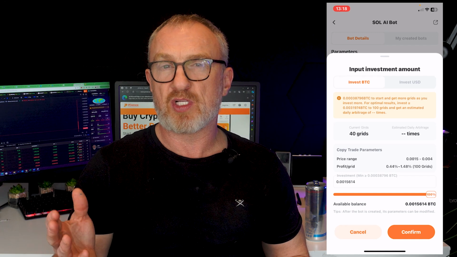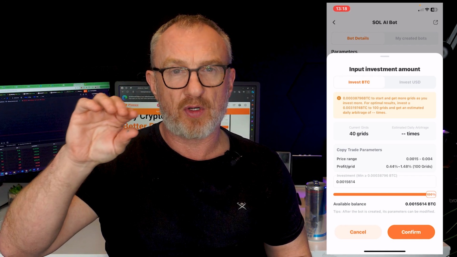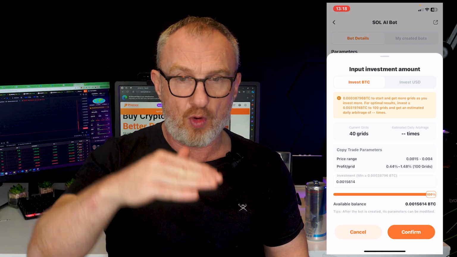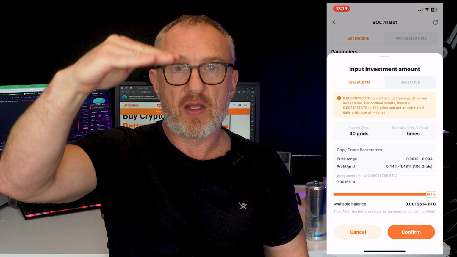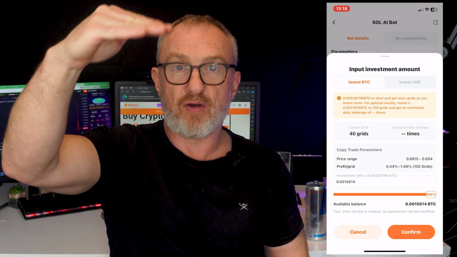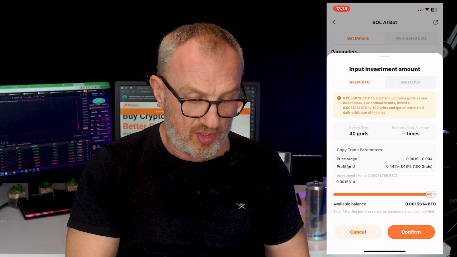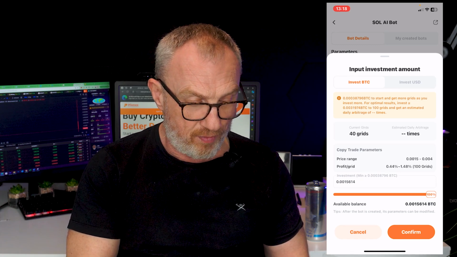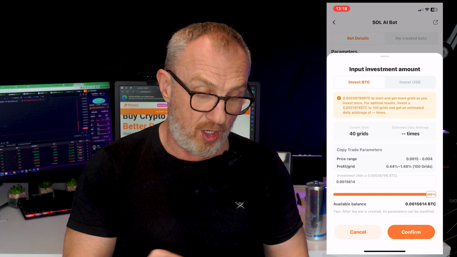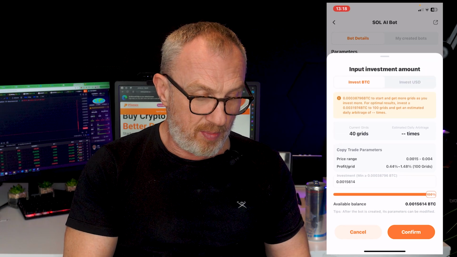Now we've spoken about grids before, but basically all it does is divide that full investment of $100 into 40 separate investments. So it will divide $100 by 40, and then each grid is a trade at a 40th of my $100, if you like. So the price range is 0.0015 to 0.004. The profit per grid is 0.44% to 1.48%. And that's it. That's all the parameters.